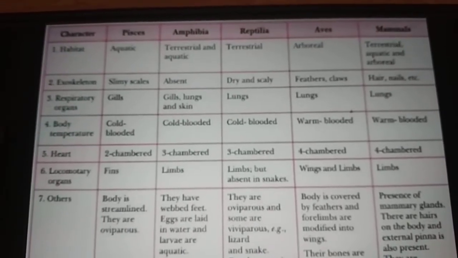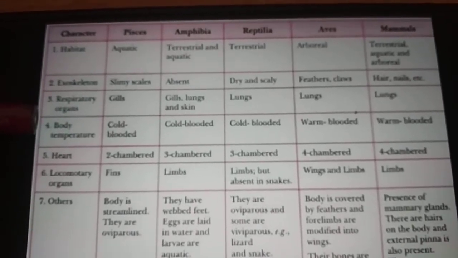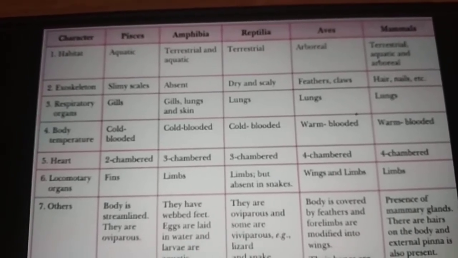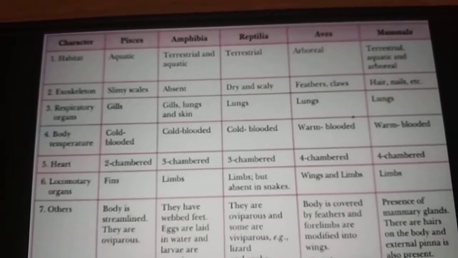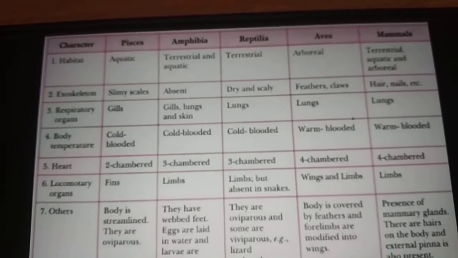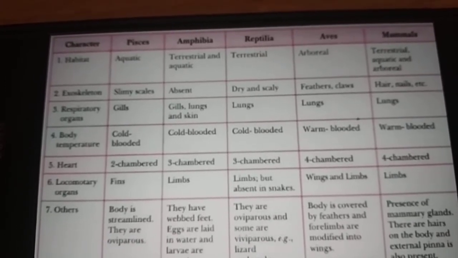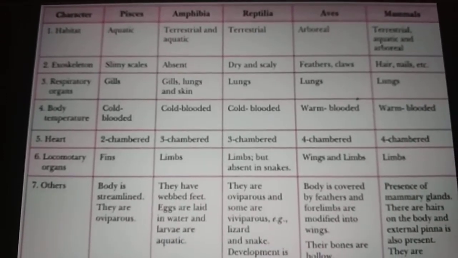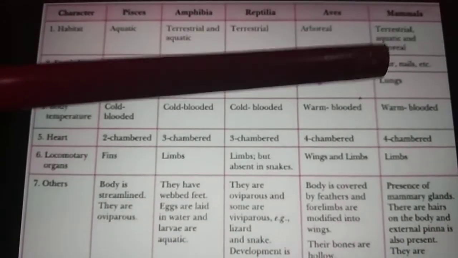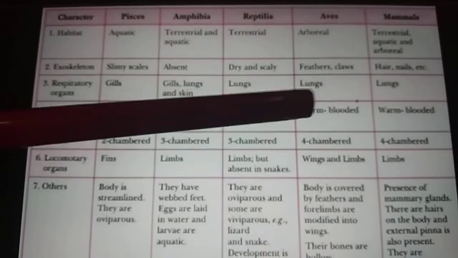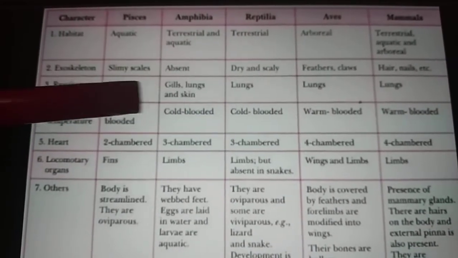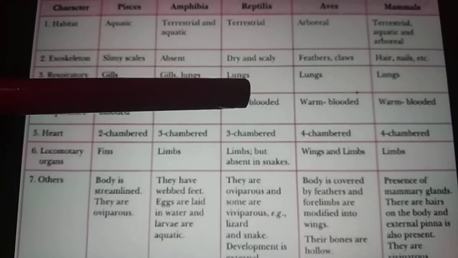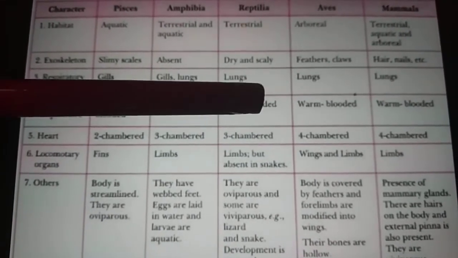Then what about the body temperature? Only Aves and Mammalia are the two vertebrates which can keep their body warm by themselves. So Aves and mammals are warm blooded. The other three vertebrates are cold blooded: Pisces, amphibians and reptilia are cold blooded.